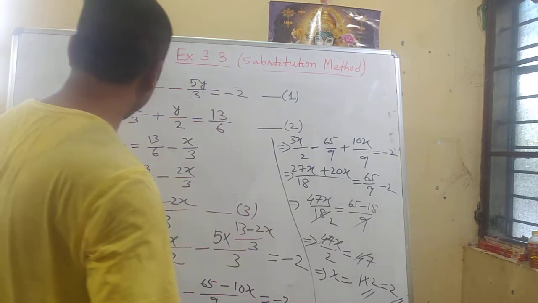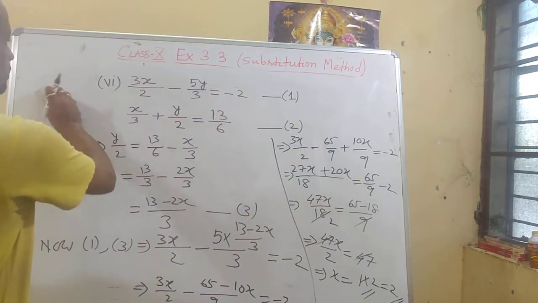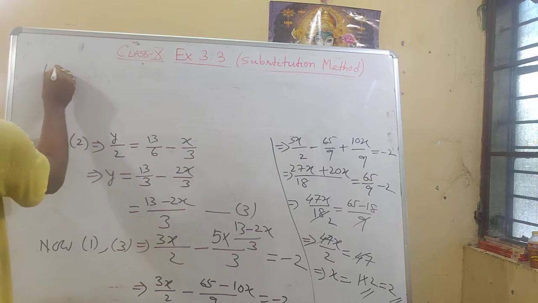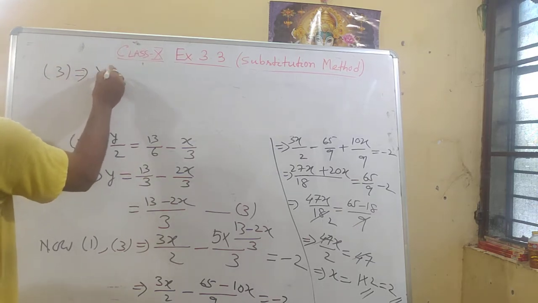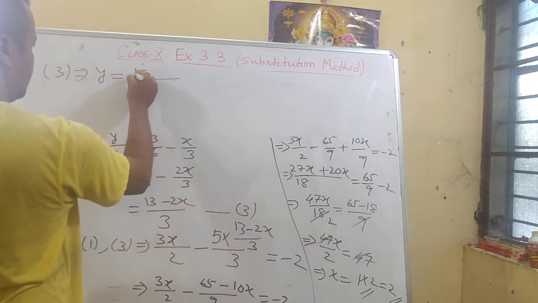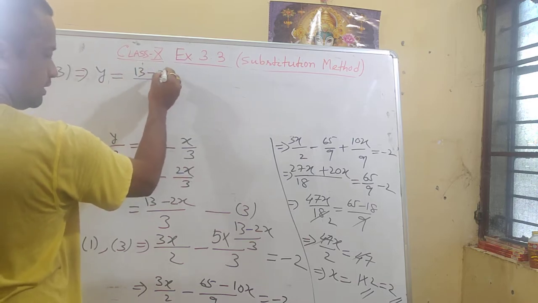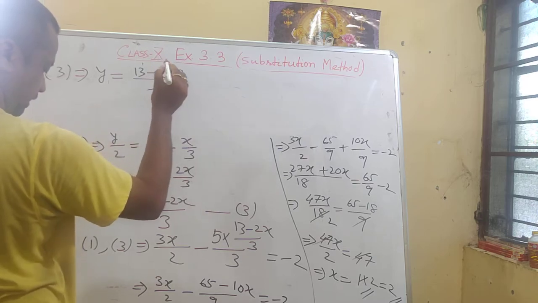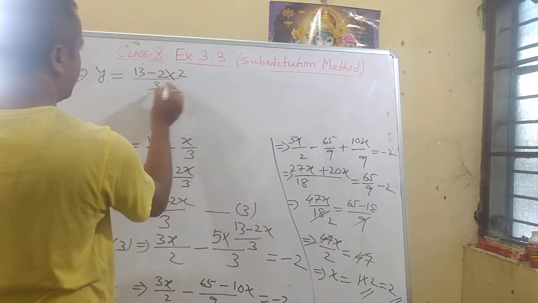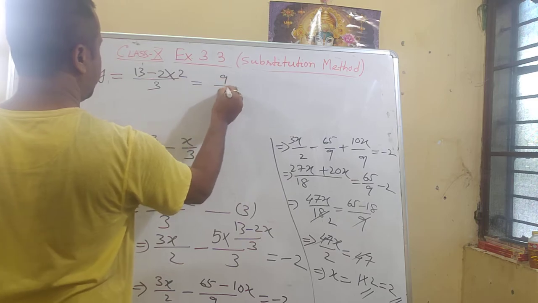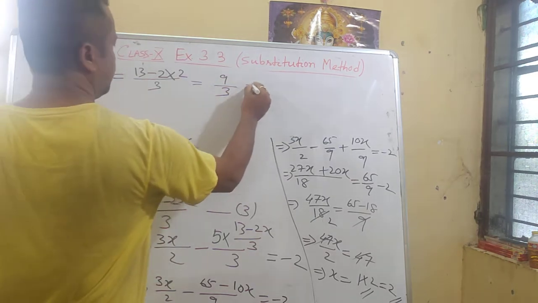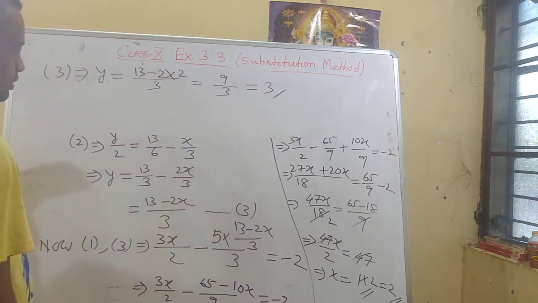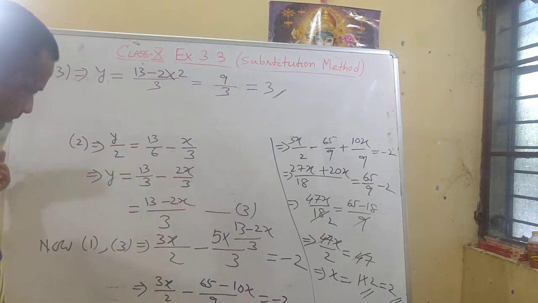Now what is y? x is equal to 2. So 3 implies y is equal to 13 minus 2x, x is 2, divided by 3, implies 9 by 3, implies 3. So y is equal to 3 and x is equal to 2. So these are the solutions.